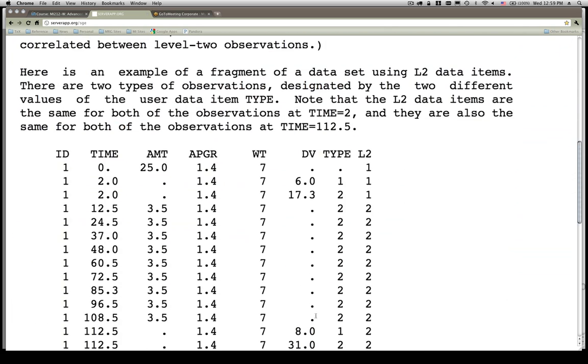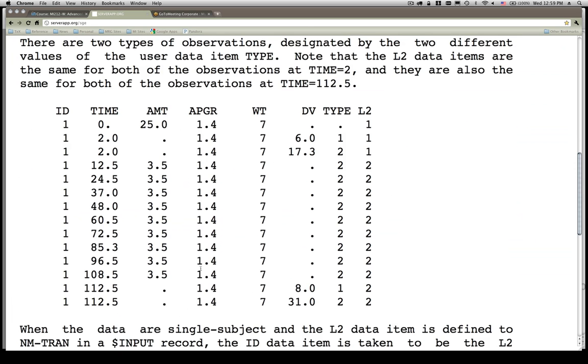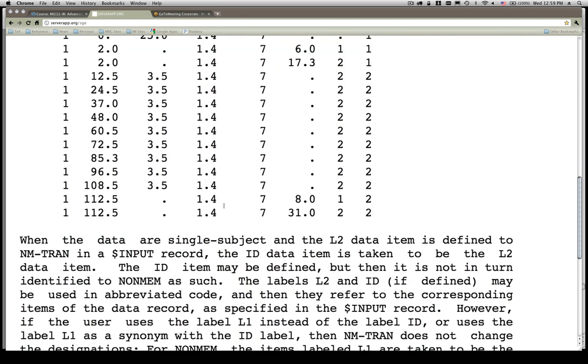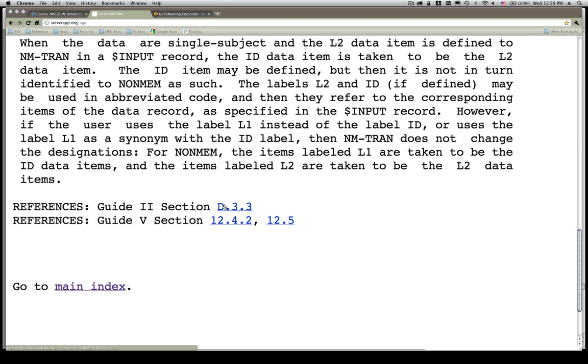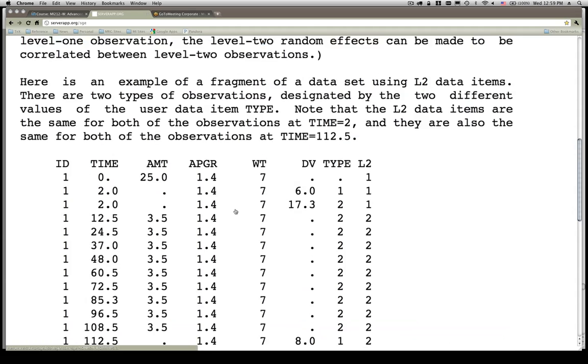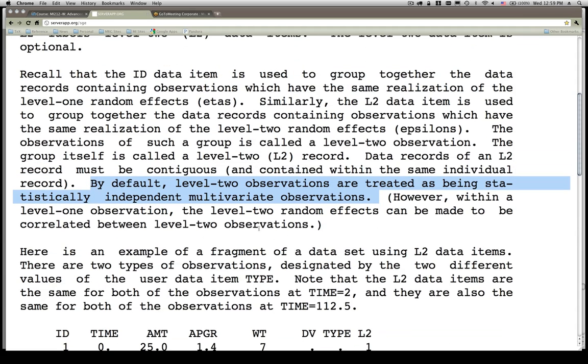Here's another example of how you could code it, where again you see the matched observations at the same time. So time 2.0 here, they're matching the L2 data item. Again, the next group down here is matching the L2 data item. So if you have some difficulties in sorting this out, read the help file, and you'll have a chance to implement this in the practice problem this week.